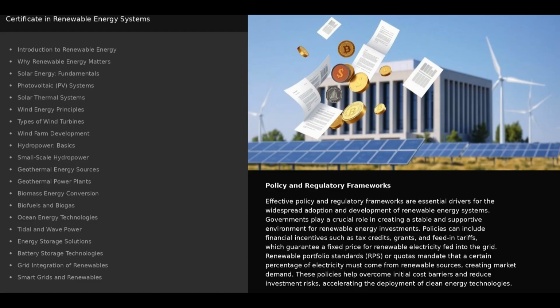Policies can include financial incentives such as tax credits, grants, and feed-in tariffs, which guarantee a fixed price for renewable electricity fed into the grid. Renewable Portfolio Standards, RPS or quotas, mandate that a certain percentage of electricity must come from renewable sources, creating market demand. These policies help overcome initial cost barriers and reduce investment risks, accelerating the deployment of clean energy technologies. A clear and consistent policy landscape provides certainty for developers and investors, fostering growth in the sector.